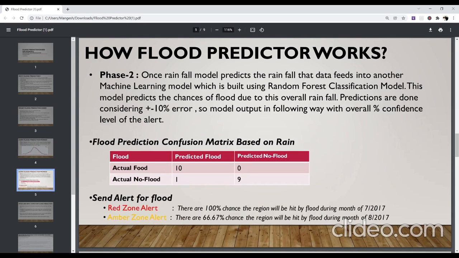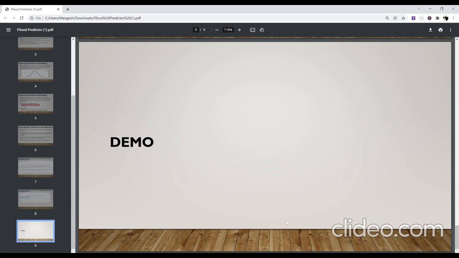So how the predictor works in phase 2: it uses the predicted rainfall data from phase 1, and based on historical data, tries to classify whether a particular average rainfall for a particular month is going to be converted into a flood or not. I tested the model with a confusion matrix based on the rainfall. So here you can see the prediction. Next phase is time for the demo.